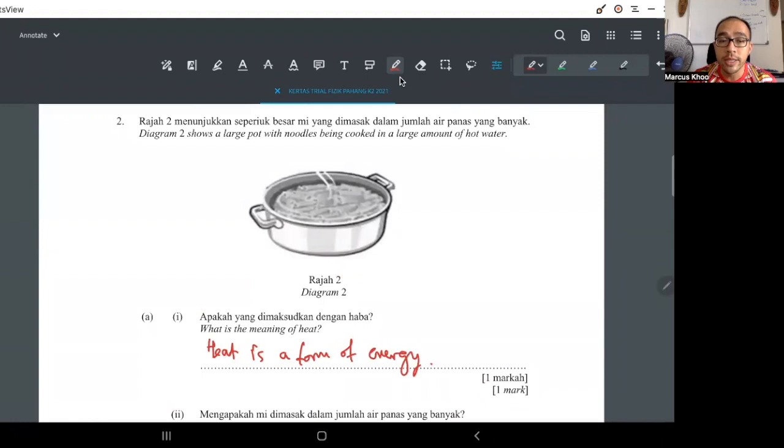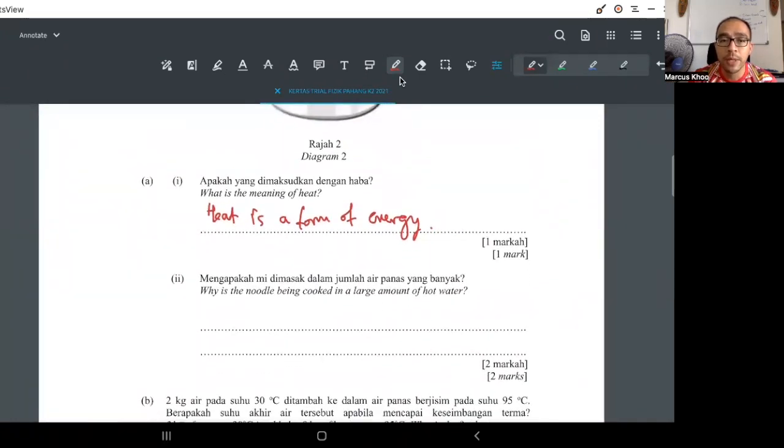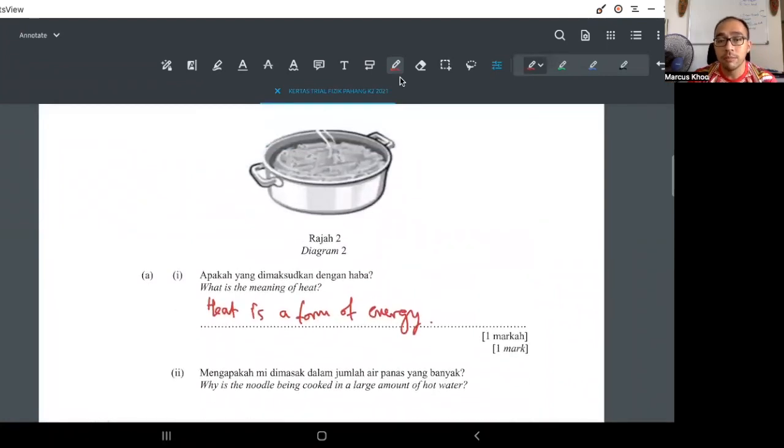Okay, don't say heat is something that makes something hot, or heat is something that burns something. No. Heat is a form of energy. Question 2: why is this noodle being cooked in a large amount of hot water?